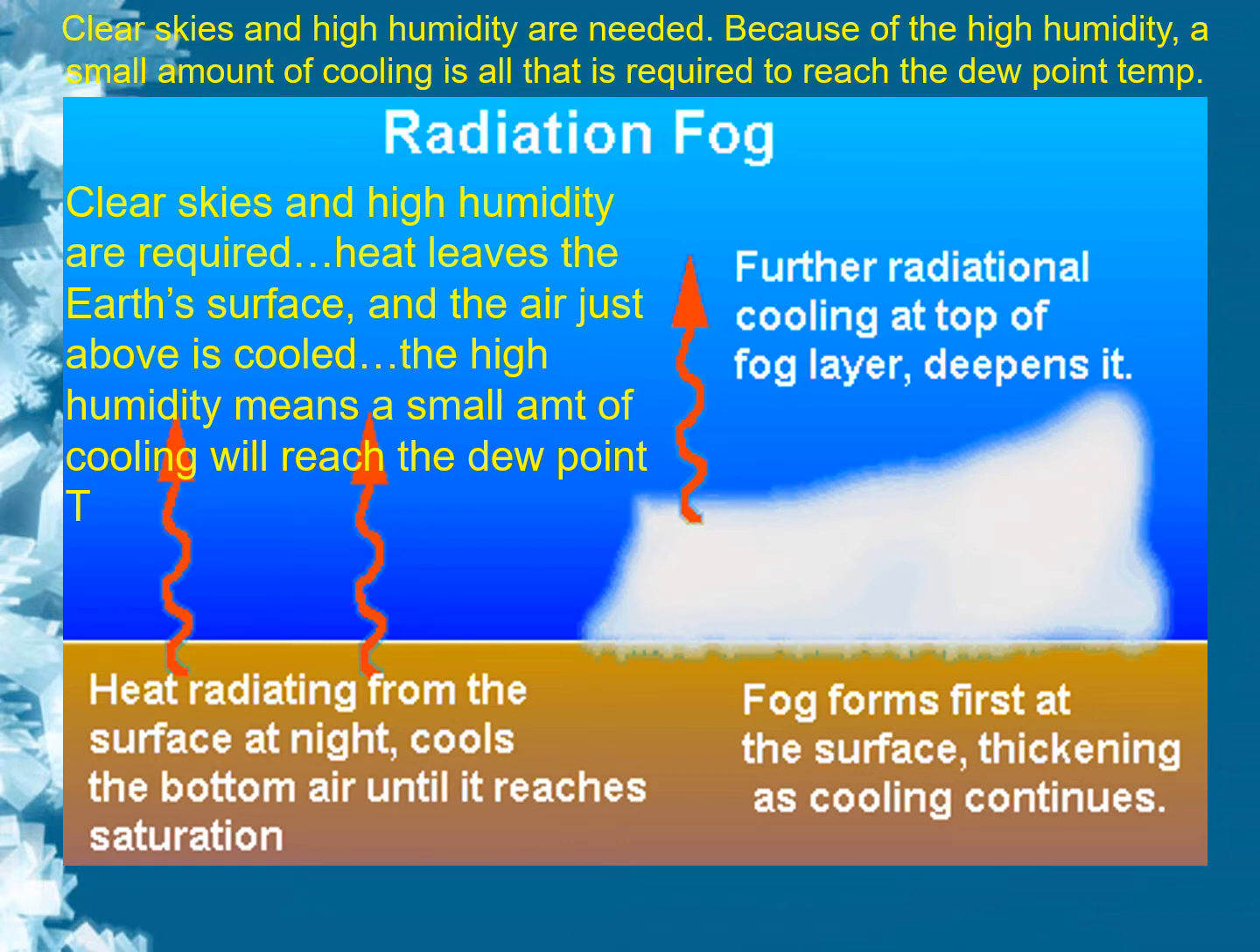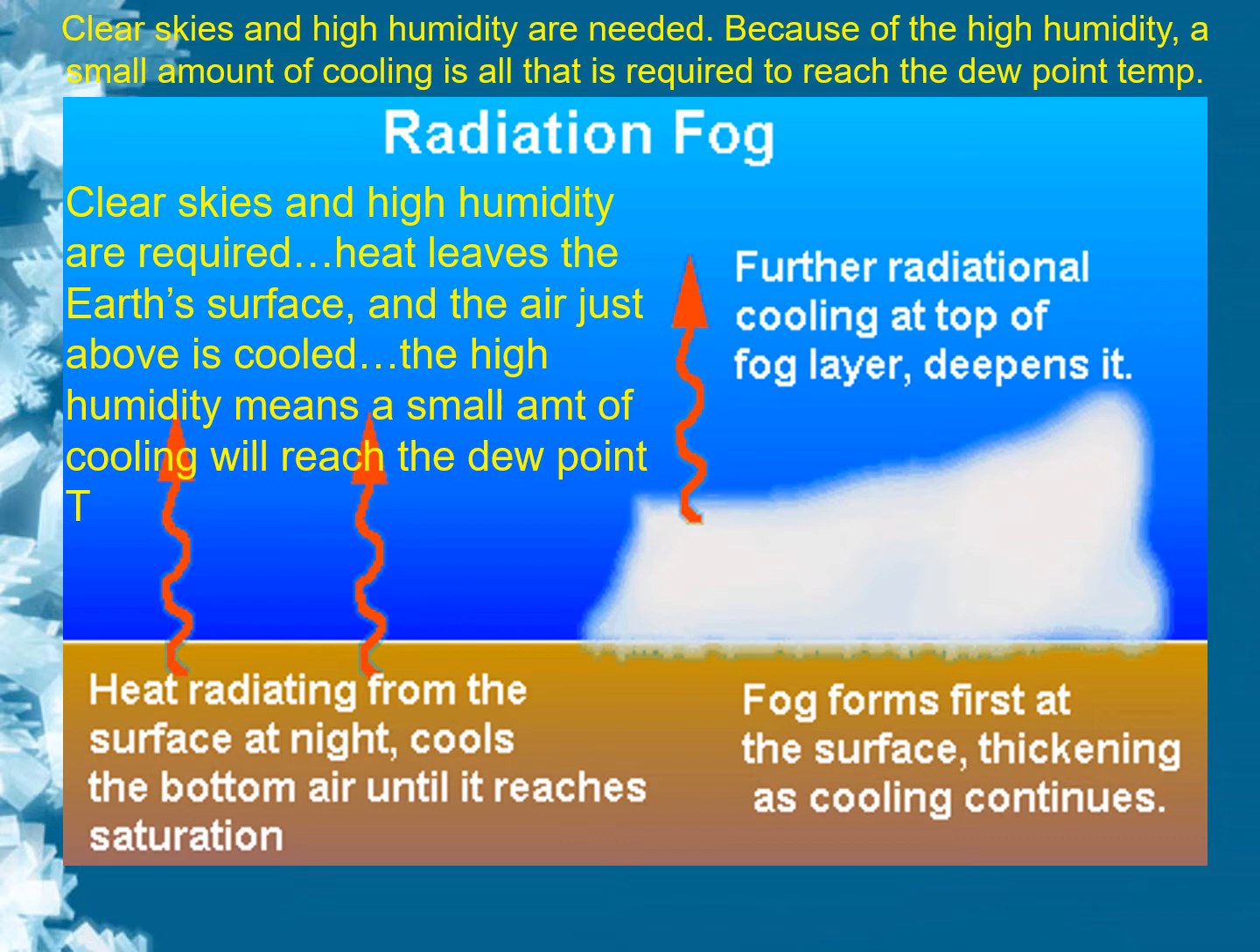All right, so heat is leaving the Earth's surface in the form of that longer wavelength radiation, escaping. So the air just above is cool. Let's maybe think about evening time. Evening fog is a good example of this. So the troposphere is losing its terrestrial radiation that it gathered throughout the day. So clear skies, high humidity. Heat leaving Earth's surface, the air just above is cooled.